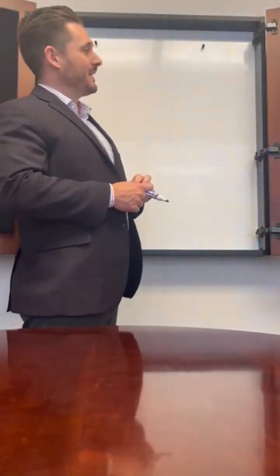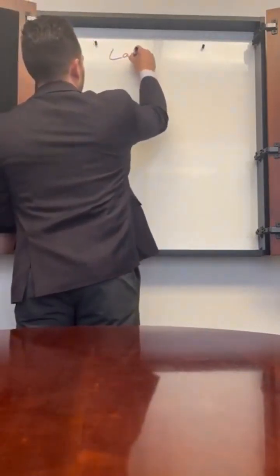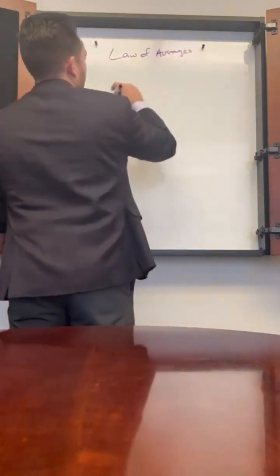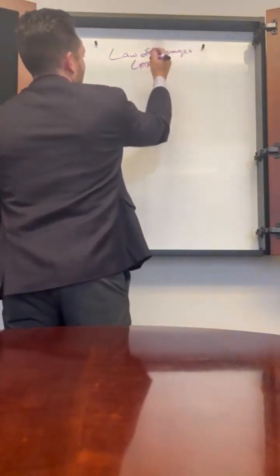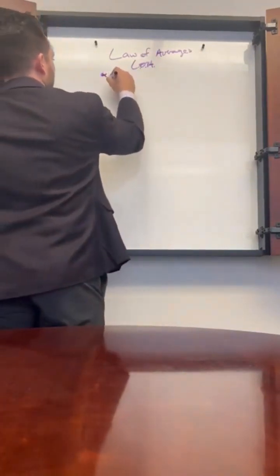How's it going? Next system, law of averages. Here we go. Law of averages, also known as LOA. This is a system for finding buyers.